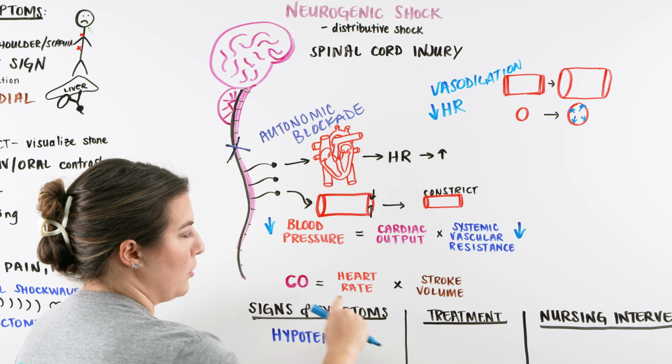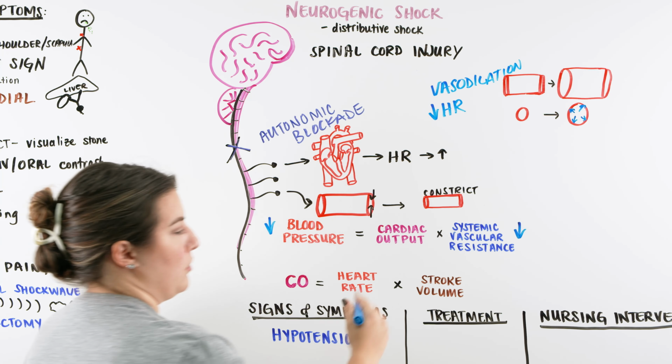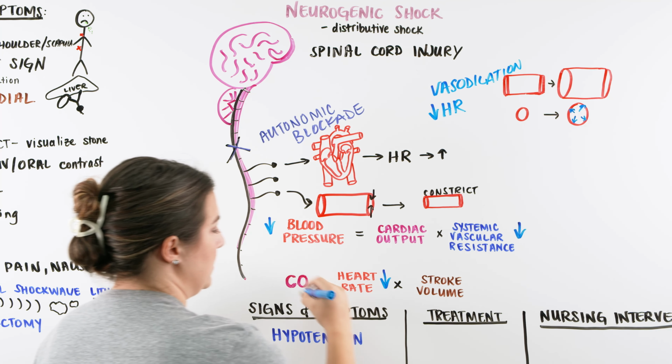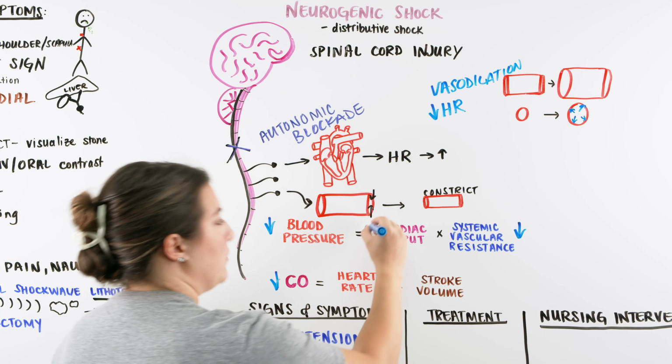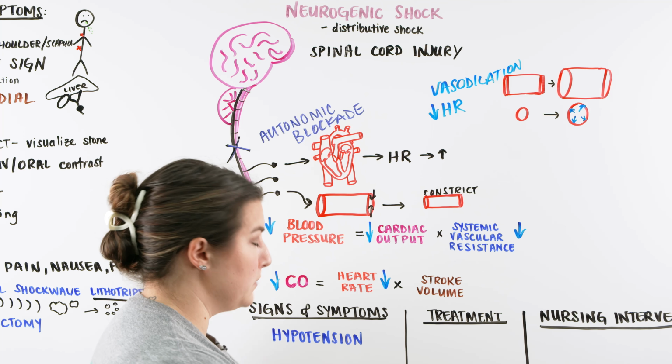Cardiac output is our heart rate times our stroke volume. So if we have a decrease in our heart rate, we're going to have a decrease in our cardiac output. If we have a decrease in our cardiac output, we get a decrease in our blood pressure. So what's going on with this patient?